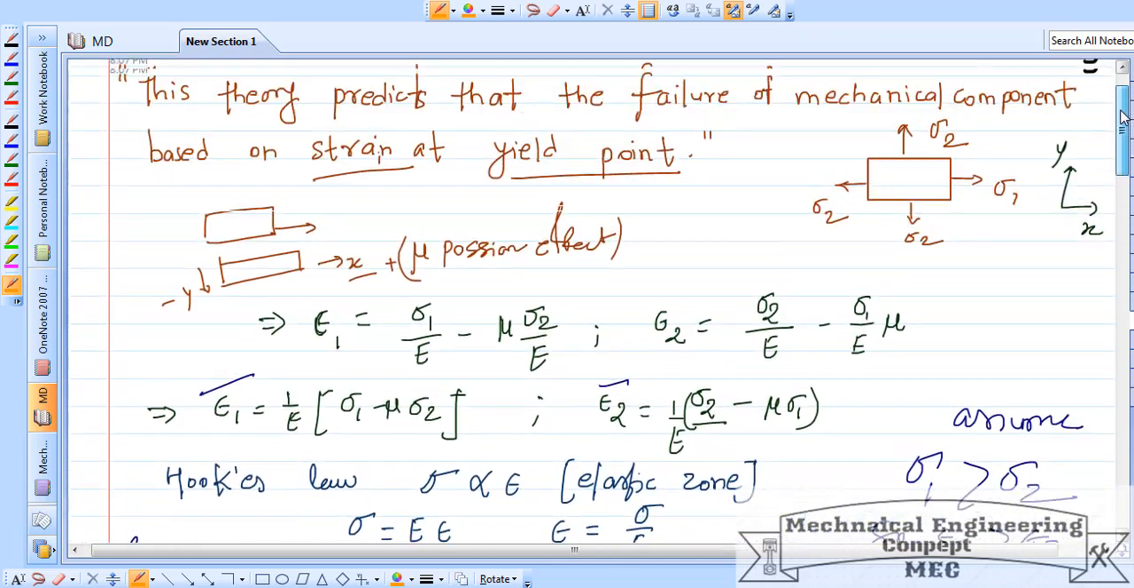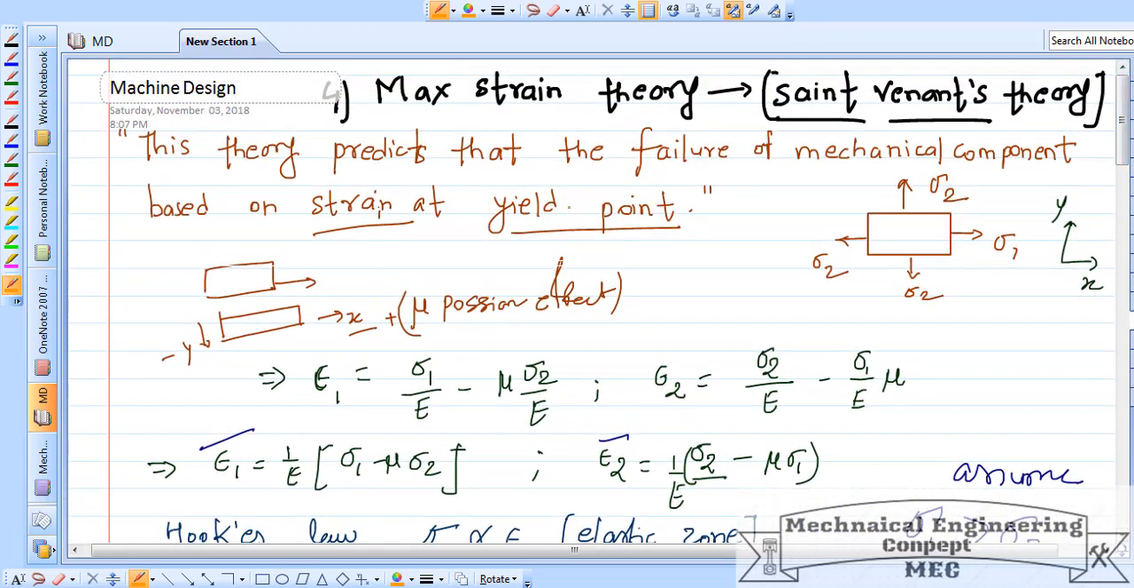In upcoming lectures of machine design, I am going to discuss the last theory of elastic failure, maximum strain energy theory, which is related to the strain energy concept.